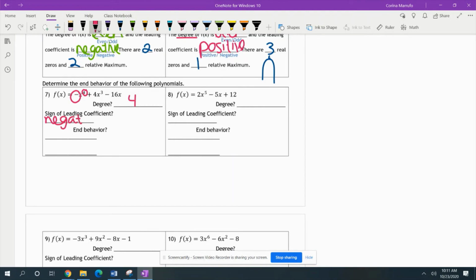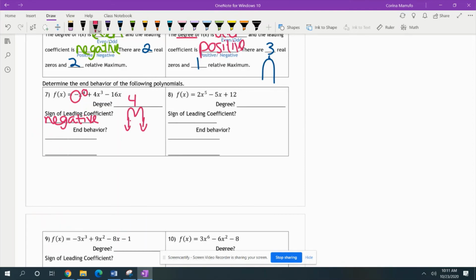Okay, so I'm going to sketch the graph really quick. Since it's an even degree, that means it's going to be pointing in the same direction. Because it's negative, that means it's going to be pointing down. So it's going to be down, down, and who knows what this graph looks like. It looks something like that.